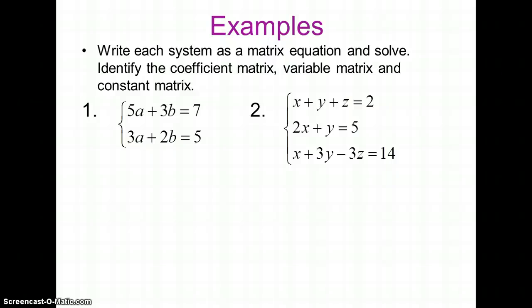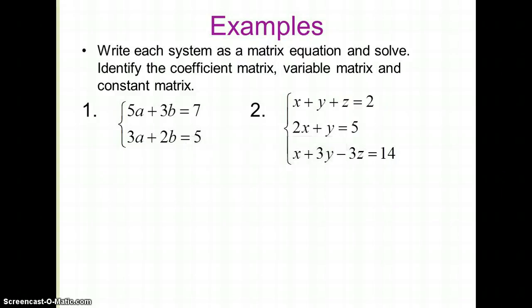Okay, so we're going to do a couple of examples. So we're going to do a system with 2 equations, 2 variables, and then we're actually also going to do one with 3 equations and 3 variables. So let's start with this first one. It says we need to write our system as a matrix equation and solve, and identify our coefficient, our variable, and our constant matrices. So let's start that here.